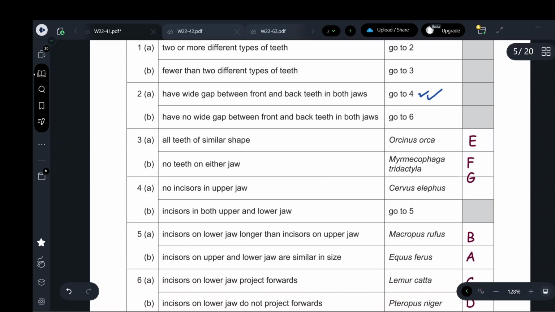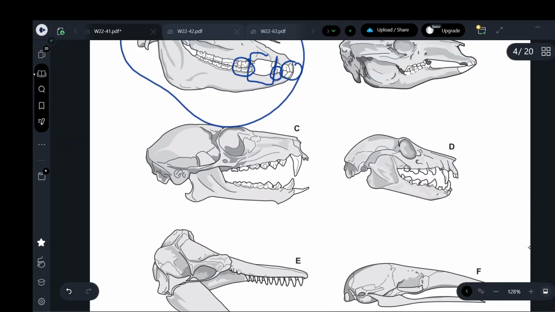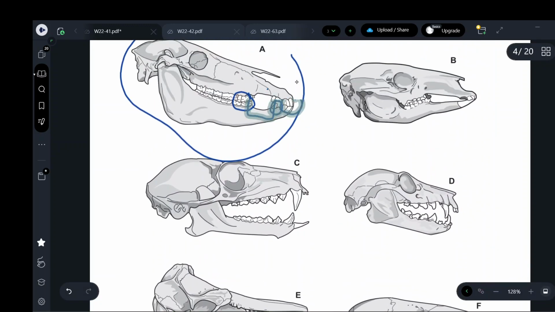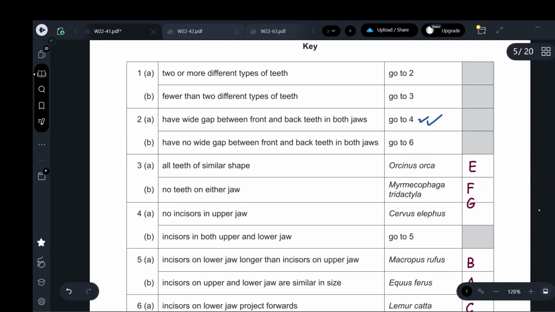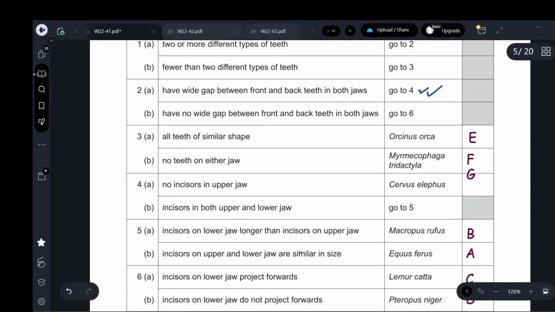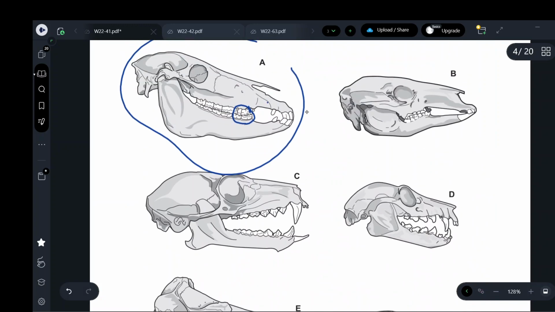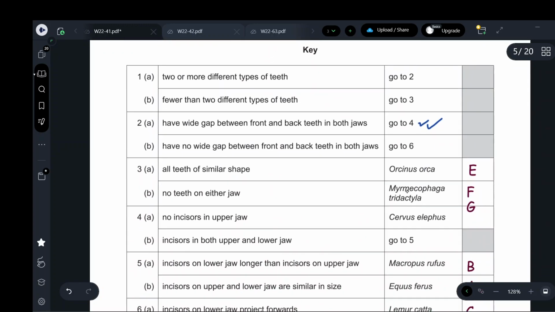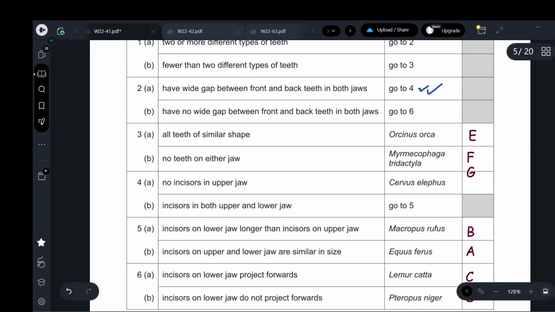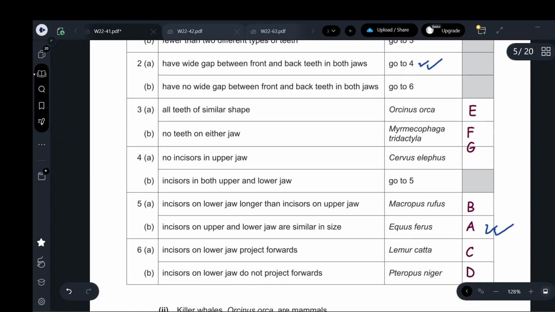No incisors in the upper jaw, or incisors in both the upper and the lower jaw. Let's check. We have incisors in both the upper and the lower jaw. Go to number 5. Incisors on the lower jaw are longer, or incisors on the upper and the lower jaw are similar in size. Let's check again. They are similar in size, almost equal. So I will choose this one. This is the name, so I'll put the letter A in front of it.